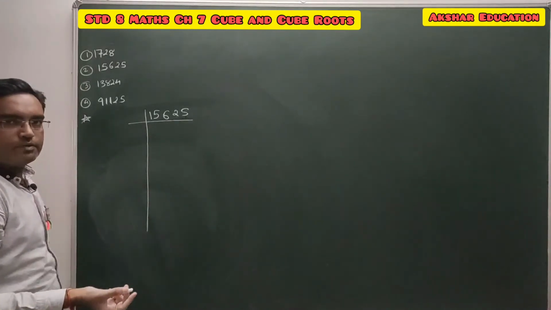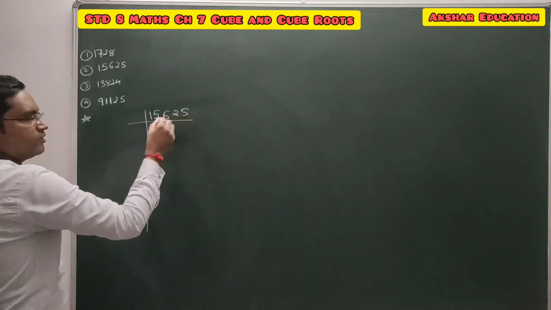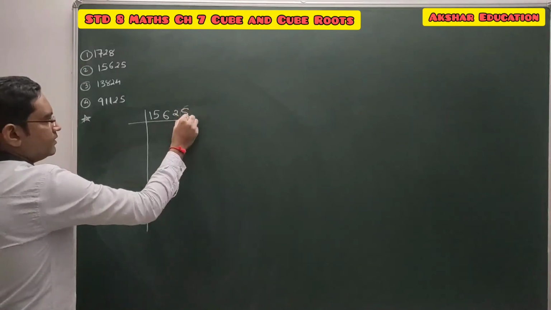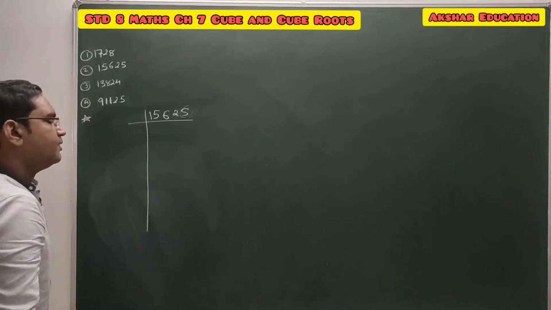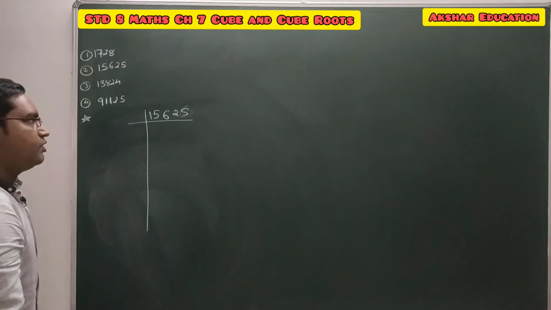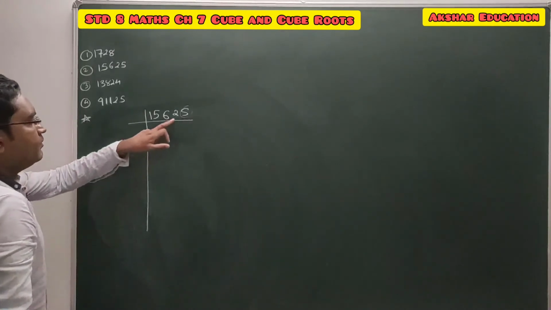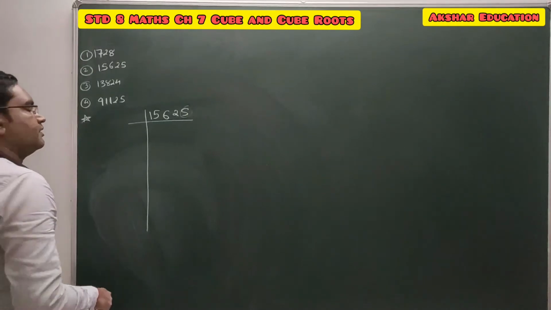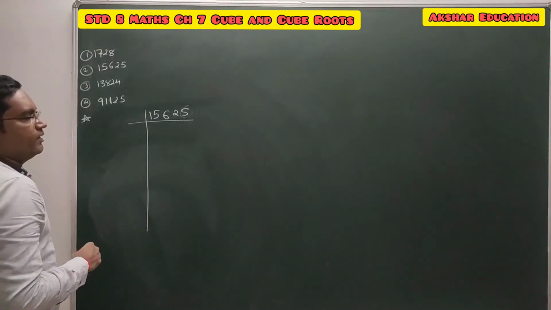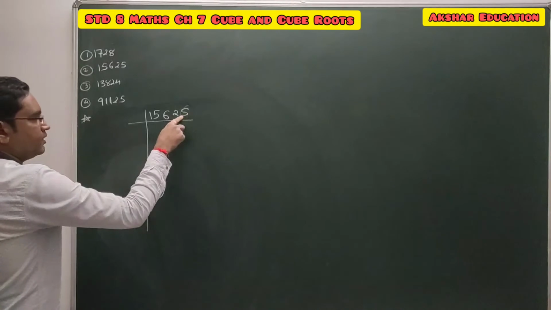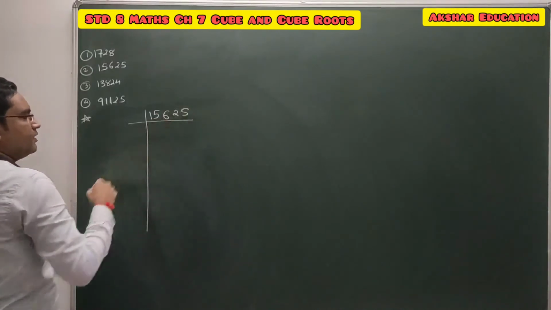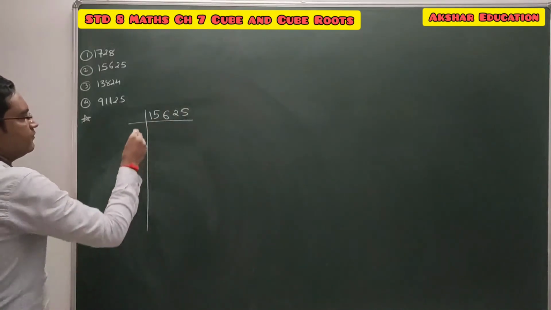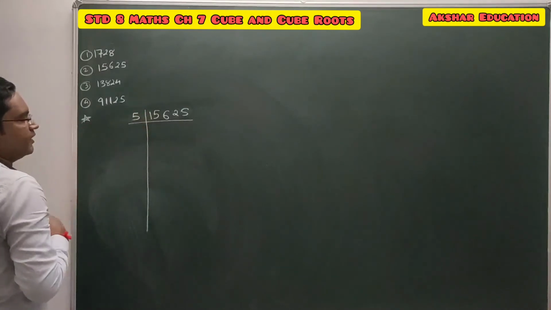So again divisibility test by 3 is also failed. Then you have to check the divisibility by 5. For 5, the unit place digit of the given number must be 0 or 5. If the unit place digit of any number is 0 or 5, then that number is divisible by 5. So here unit place digit of this given number is 5. So we can say that this number can be divided by 5. So let's start division with 5.